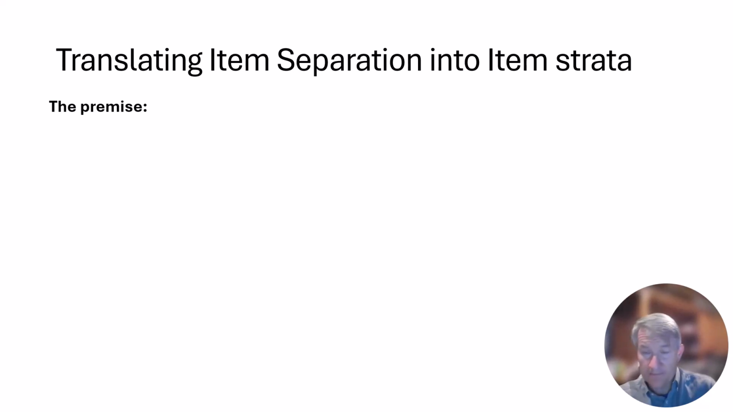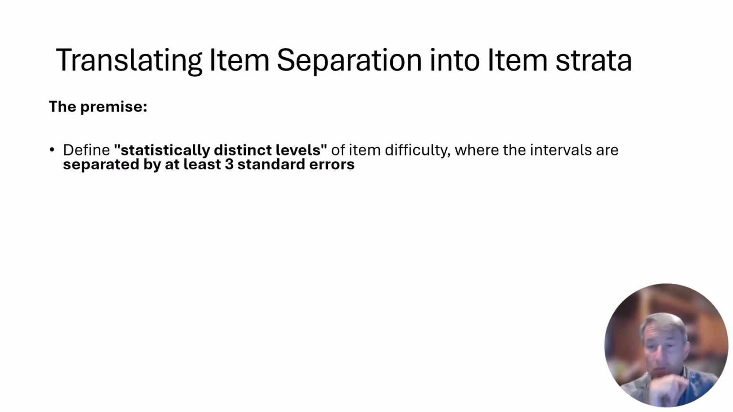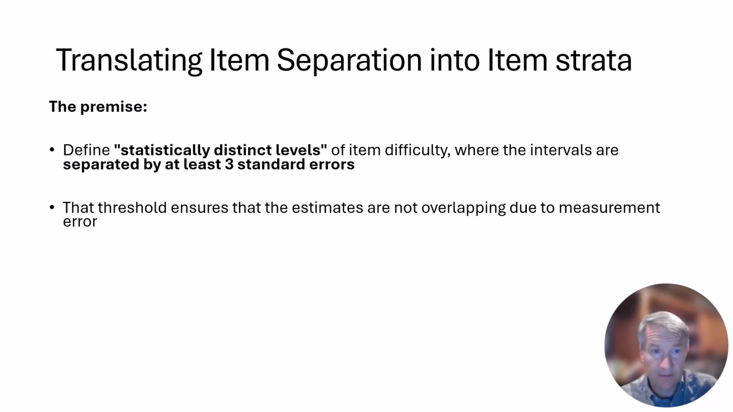A very informative thing that we can do with item separation values is we can translate them into item strata. Here's the premise of this approach. We want to determine how many statistically distinct levels of item difficulty we have in our items, where statistically distinct means that the intervals are separated by at least 3 standard errors. Using a threshold like this ensures that the estimates are not overlapping due to measurement error.